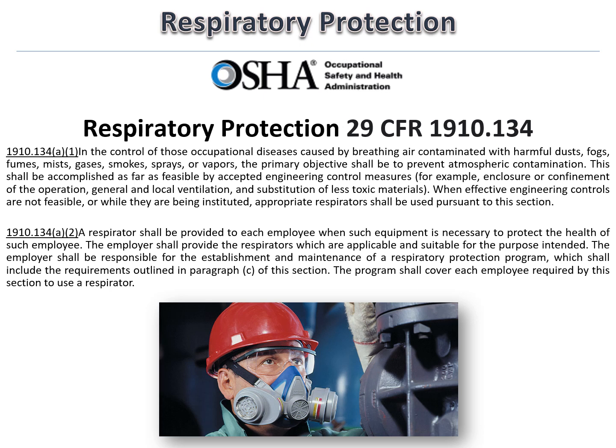1910.134(a)(1). In the control of those occupational diseases caused by breathing air contaminated with harmful dusts, fogs, fumes, mists, gases, smokes, sprays, or vapors, the primary objective shall be to prevent atmospheric contamination. This shall be accomplished as far as feasible by accepted engineering control measures, for example, enclosure or confinement of the operation, general and local ventilation, and substitution of less toxic materials. When effective engineering controls are not feasible, or while they are being instituted, appropriate respirators shall be used pursuant to this section.